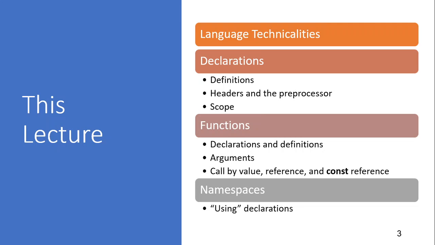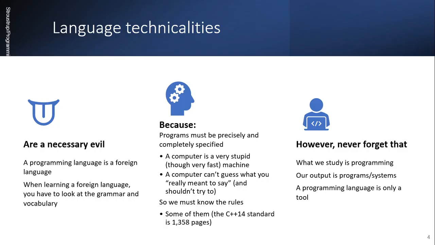Okay, so let's get started with today's lecture. Language technicalities: why do we have to worry about so many things in any programming language? The syntax or grammar of a language is kind of a necessary evil. Just like any other language, a programming language is a foreign language, and when you're learning a new language, you have to learn the grammar and vocabulary of that language. You need to know the vocabulary, and you also need to know the grammar, how to put those words into sentences so that you can communicate with other people.